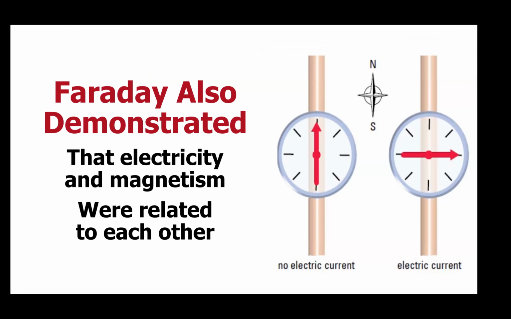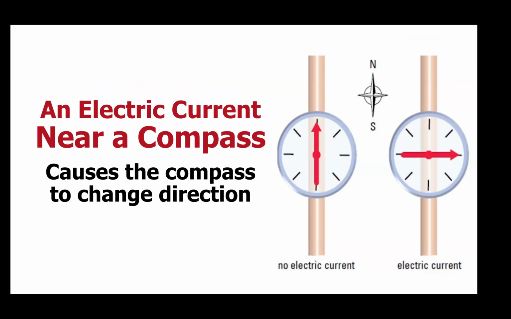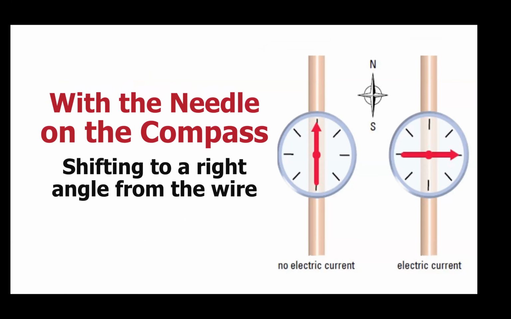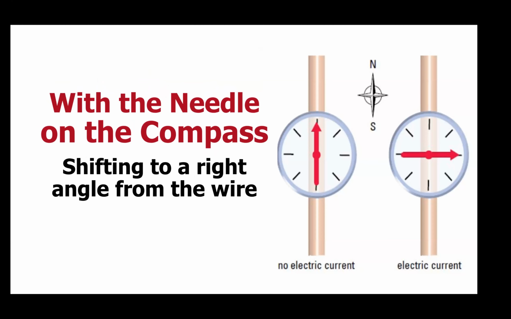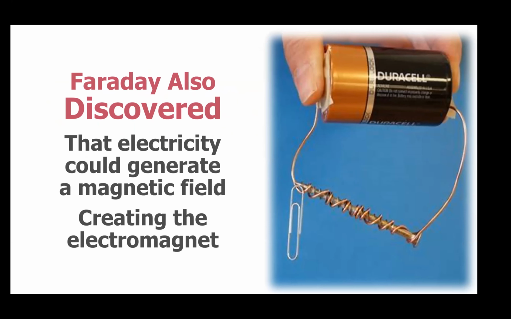Faraday also demonstrated, and this was huge, that electricity and magnetism are related to each other. An electric current near a compass causes the compass to change direction. The needle of the compass shifts to the right angle to the wire when the current's on. So you can simply see that. So something's going on. Electricity impacts magnetism. Faraday also discovered that electricity could generate a magnetic field, creating the world's first electromagnet.